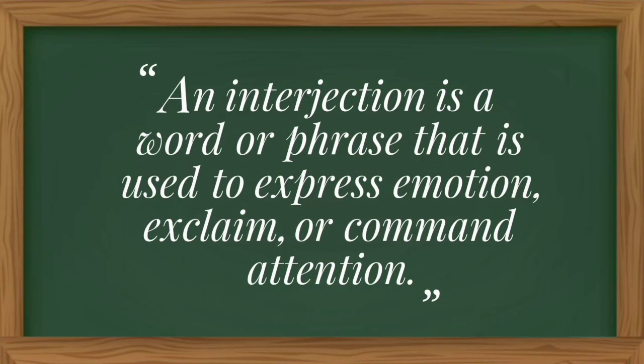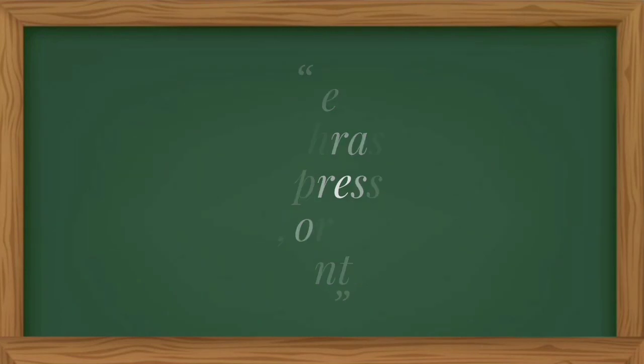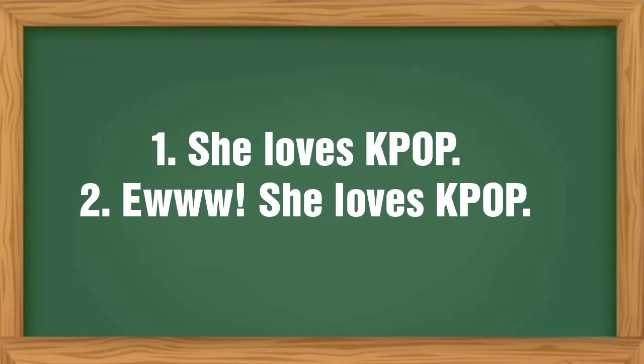Based on its definition, an interjection is a word or phrase that writers use to express emotion, exclaim, or to command attention. Let's take a look at the difference. In the first sentence, she loves K-pop. In the second sentence, ew, she loves K-pop. So using an interjection in the second sentence, a person can convey feelings that may sometimes be neglected in a sentence.